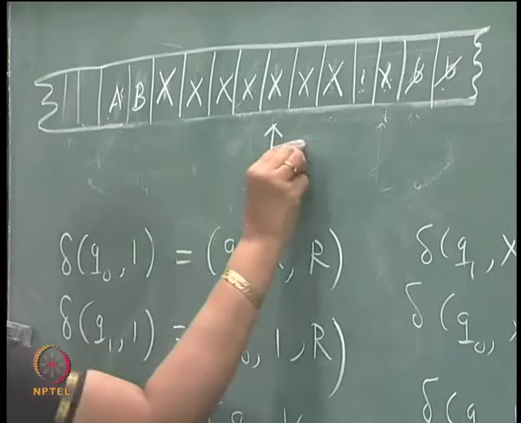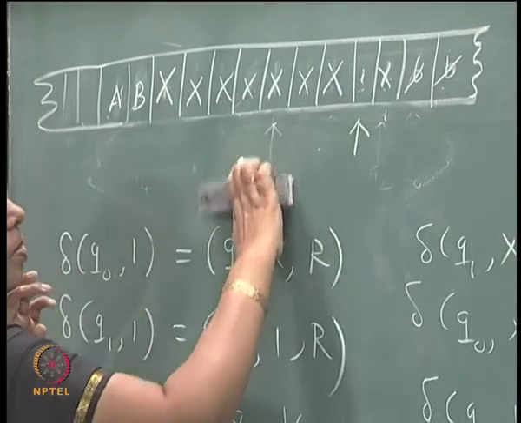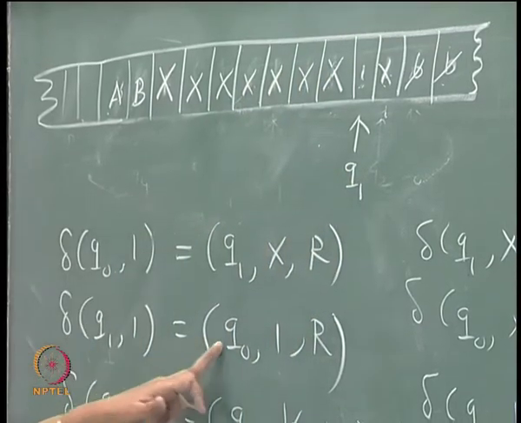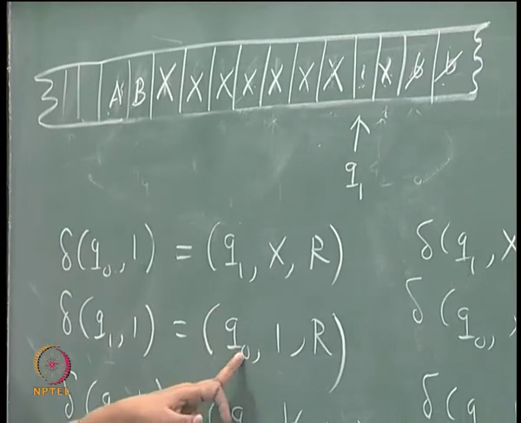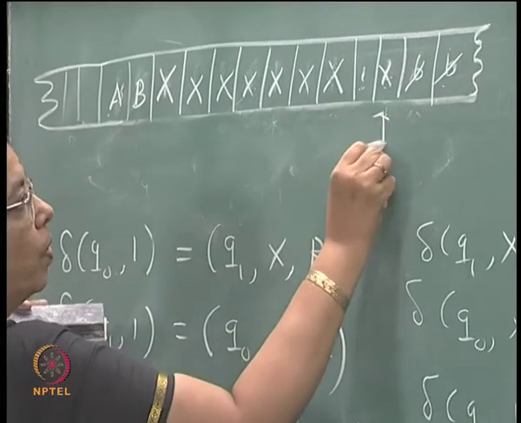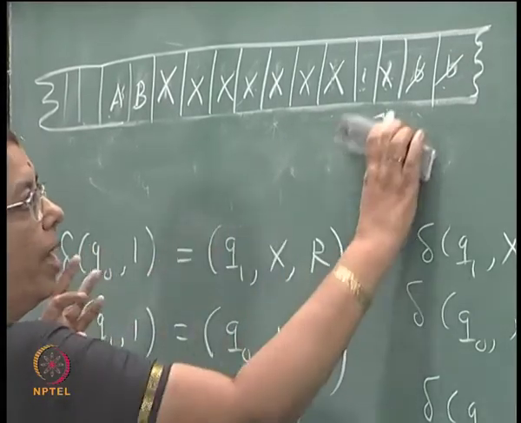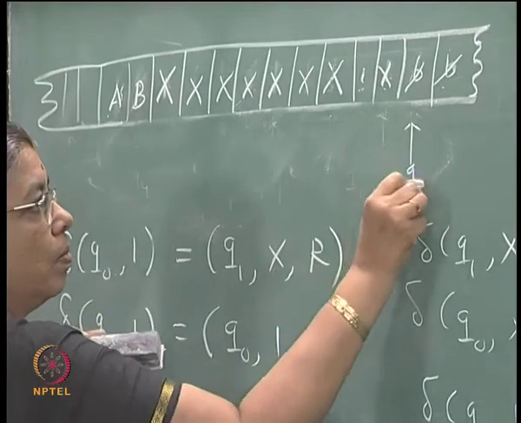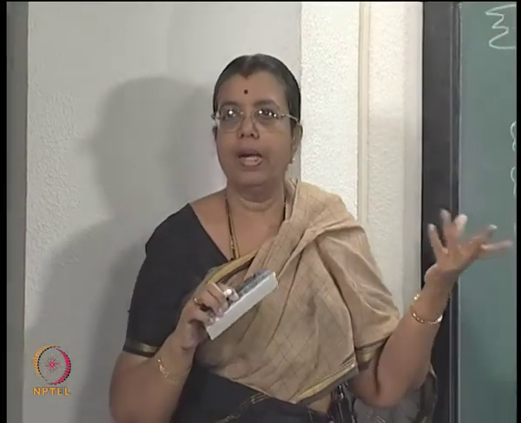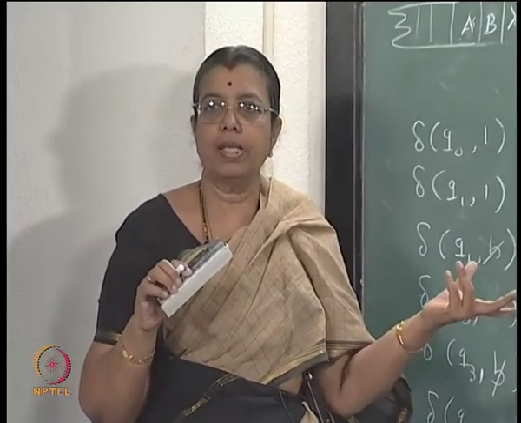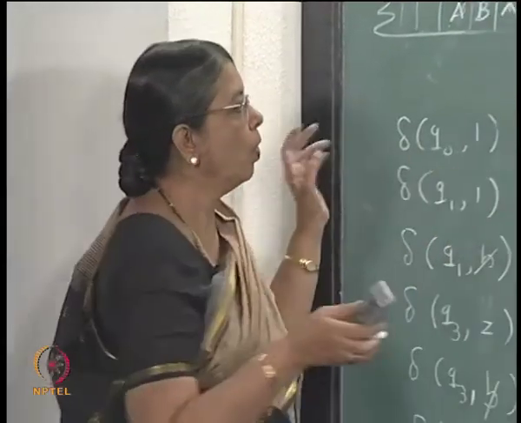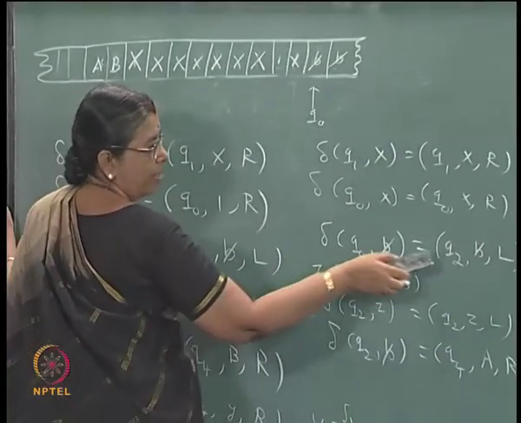In Q1, you just move right, and when in Q1 you see a 1, you go to Q naught, do not do anything with the 1, move right. So, you go here in Q naught, then you move right in Q naught. Now, in Q naught you see a blank symbol. What does that mean? You have come across even number of ones. So, the remainder is 0. So, you go to Q2, Q naught blank is Q2 blank L.